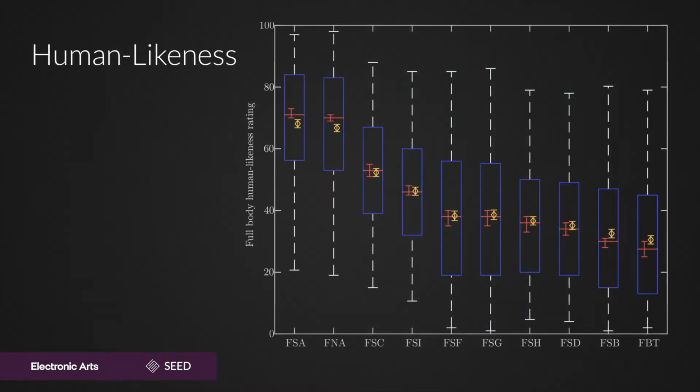You can see that one of the systems in the challenge, labeled FSA, performed better with our participants than the natural motion capture, labeled FNA. This was a surprising result. We have never before seen artificially generated gestures perform on par with motion capture on a high-fidelity avatar. This indicates a new milestone in the field of gesture generation. In addition, our results show that most of the systems evaluated in the 2022 challenge performed better than previous baselines.